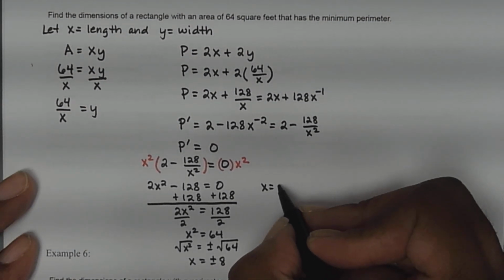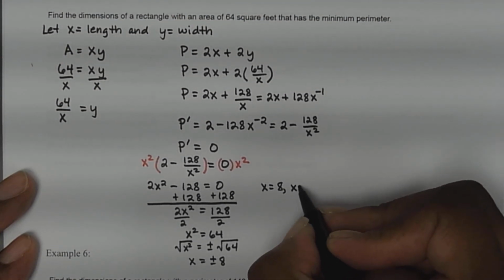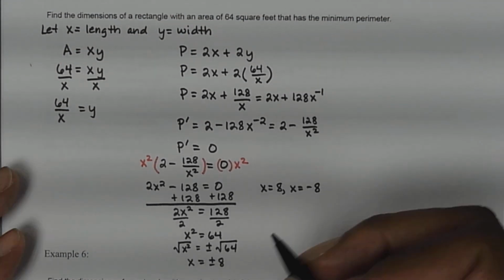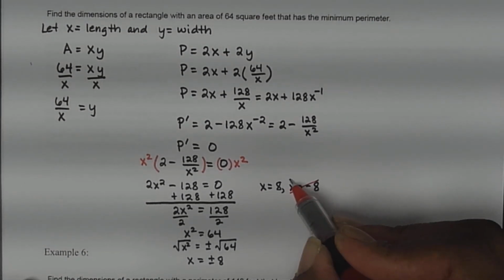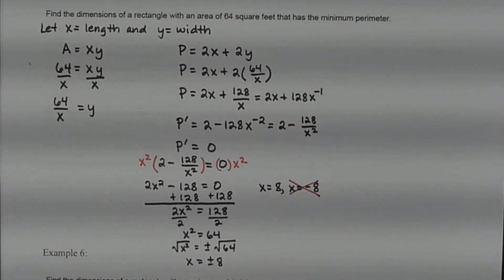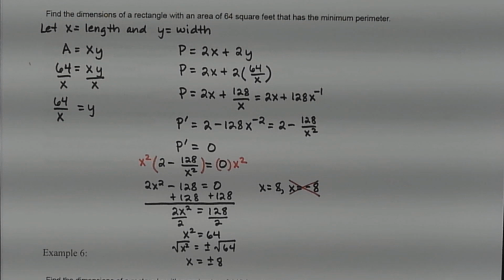I would have x equals 8 or x equals negative 8. But I can't have a length being negative. Lengths are never going to be negative, so here I need to eliminate that x equals negative 8. So here, it will just be x is equal to 8.